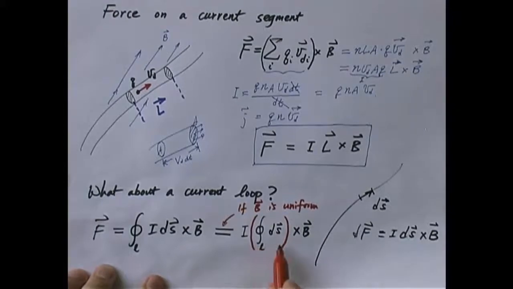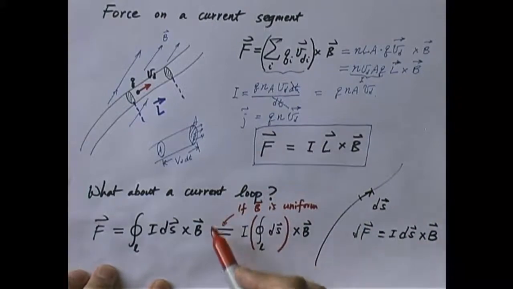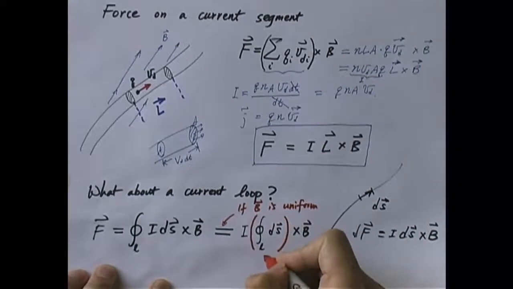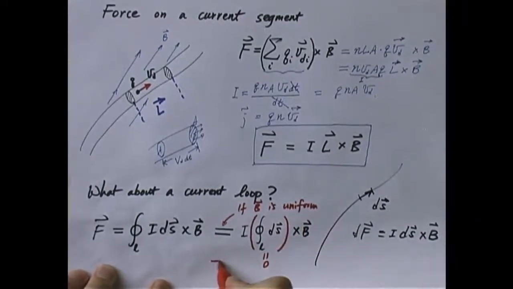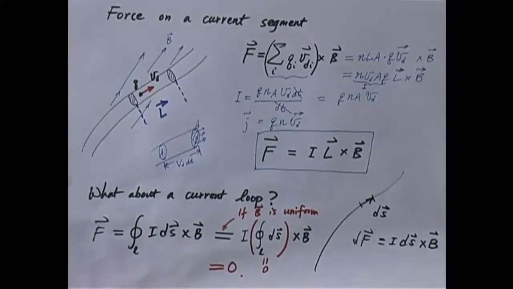Tell me, what do you think this is equal to? You're adding vectorially all the segments up. You're just finding the net vector movement as you go along the loop, and that of course is 0. For any loop, it's 0, so you get 0. What does that tell you? It tells you the net magnetic force on an arbitrarily shaped current loop is always equal to 0 as long as the magnetic field throughout this loop is uniform. In other words, you cannot exert a net force on a current loop with a uniform magnetic field.